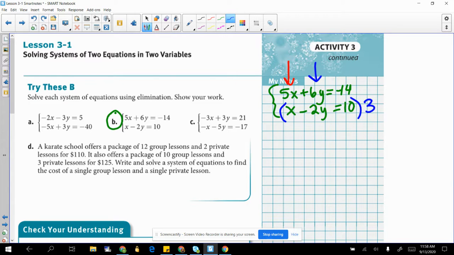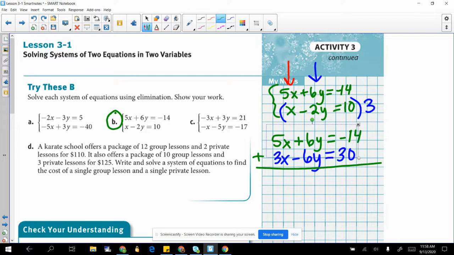So that would leave me with 3x, because 3 times x is 3x. 3 times negative 2y is going to give me negative 6y. And 3 times 10 is going to give me 30. Again, please, please, please make sure you remember to multiply that 3 to every single term in the equation. Okay, I'm going to bring down my other equation, my first one. And now I am going to add them together.